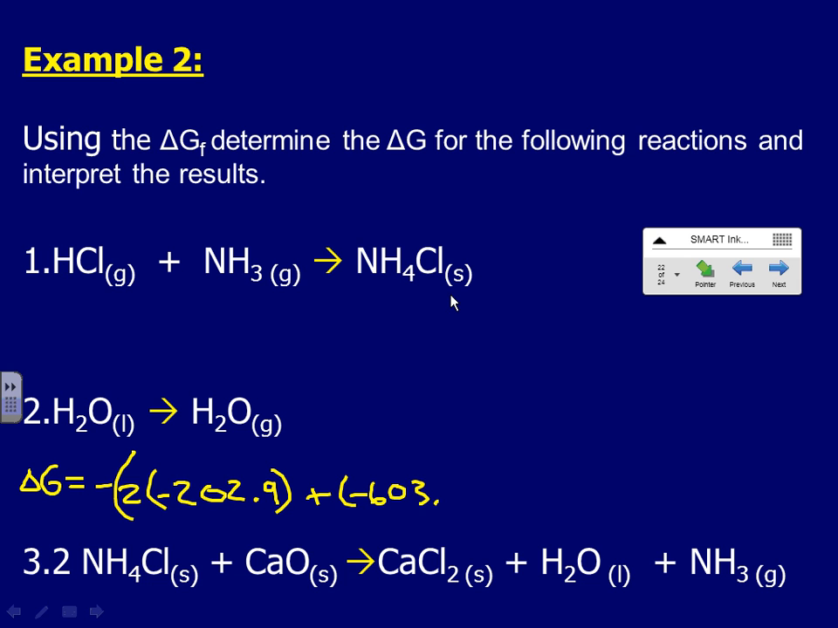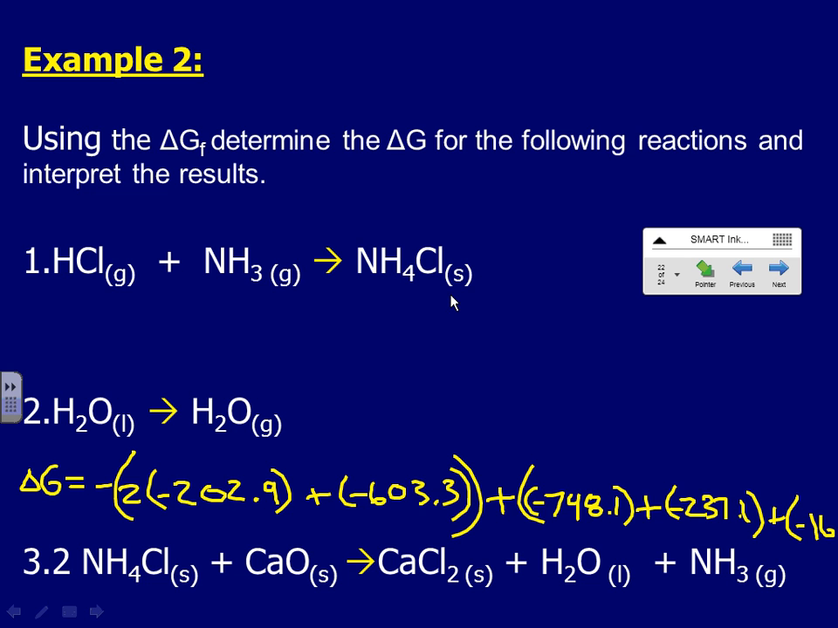Negative 603.3, and then we got to close the brackets up because that's all negative, and I need the CaCl2. 748.1 plus, what do we got for water liquid? 237.1 and what? 16.5. Close that up. Pardon for all the stuff. So again, calculate the one, calculate the other. Don't try to jam it in the calculator in one shot.